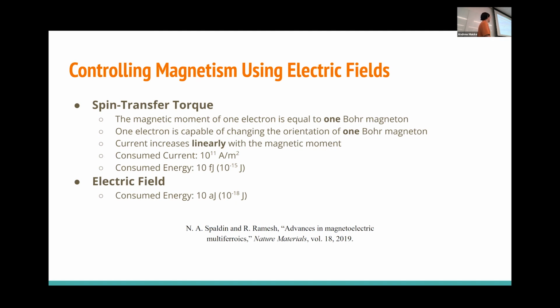But there's an inherent limitation because the magnetic moment of a single electron is equal to one Bohr magneton. And because of that, one electron is only capable of changing the orientation of one Bohr magneton. And as such, the current increases linearly with the magnetic moment. So if you have a large array of memory cells, you need quite a high current to switch them. So for a typical STT device, around 10 to 11 amps per meter squared is needed, and this consumes around 10 femtojoules per device.